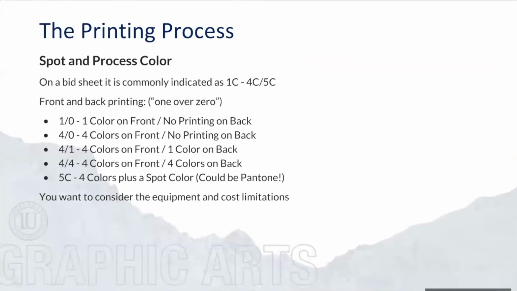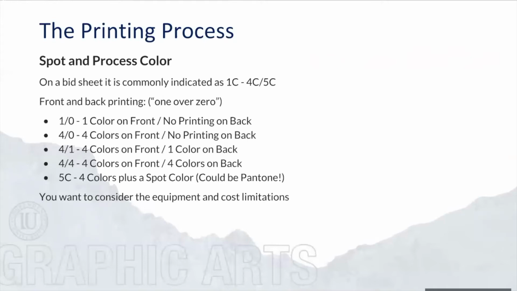Then we have spot and process color. So again, we've been talking a lot about this. On a bid sheet, it's commonly indicated as 1C for one color to 4C or even 5C. And then front and back printing.